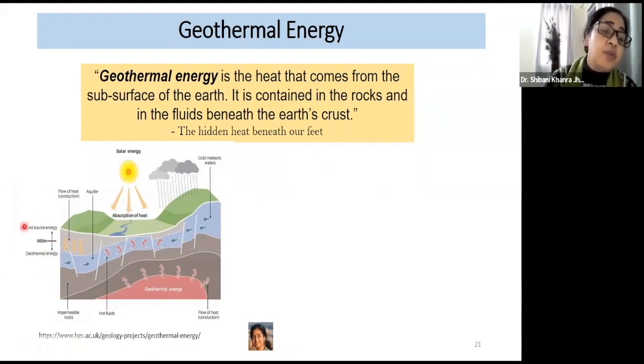Whereas also you can notice that in the shallow zone, which has been mentioned as ground source energy, this is also a source of geothermal energy, where the heat is due to the solar energy getting absorbed and flowing by conduction into the subsurface system. We call subsurface system the portion beneath the ground.